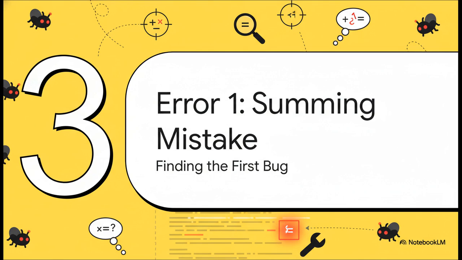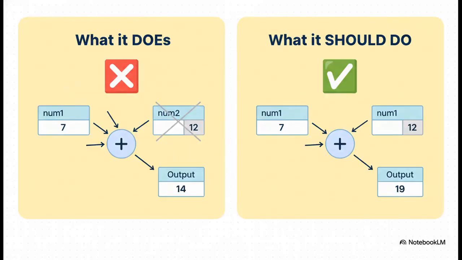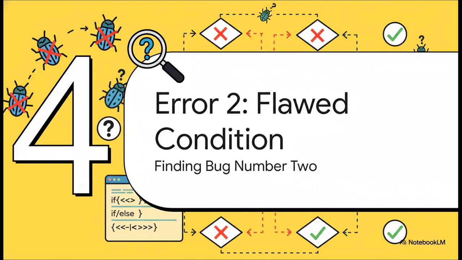All right, let's hunt these bugs down one by one. The first one is a classic mix-up, a calculation error that's super easy to miss if you're rushing through the code. Let's zoom right in on line 03. It says total equals num1 plus num1. See the problem yet? The whole point was to add the two different numbers the user typed in, num1 and num2. On the left, you've got what the code is actually doing. It's taking that first number and just adding it to itself. It completely ignores num2 altogether. But on the right, that's what we wanted it to do, add num1 and num2 together. It's such a tiny typo, but it totally breaks the entire logic of the program. Okay, bug number one, squashed.